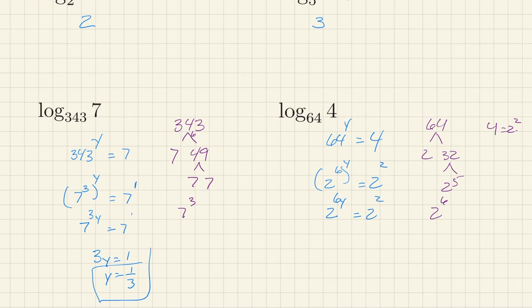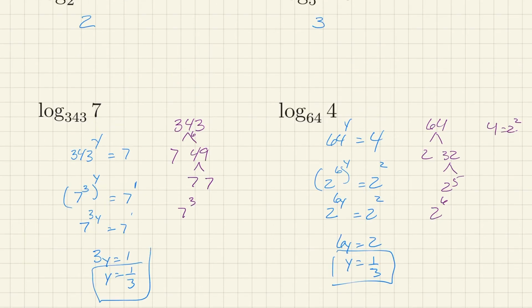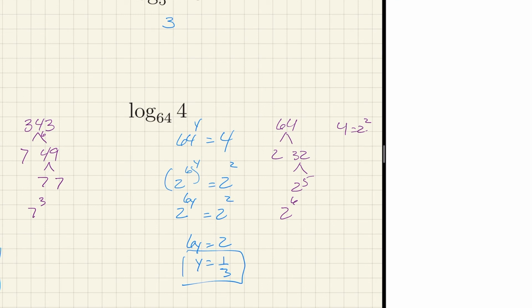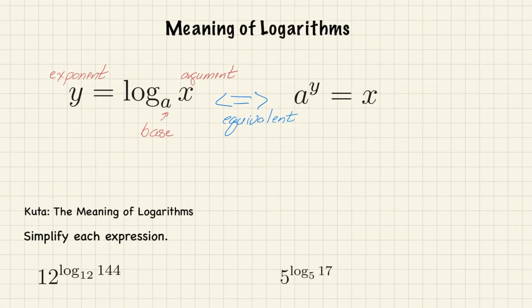Now with the bases equal, we can set the exponents equal. 6y is equal to 2. Y is equal to 1/3. Okay, and let's check our answer right quick. 64 raised to the 1/3 power. Wonderful. It is in fact 4 right here. Great. All right, in these next set of examples, we're going to simplify each expression.